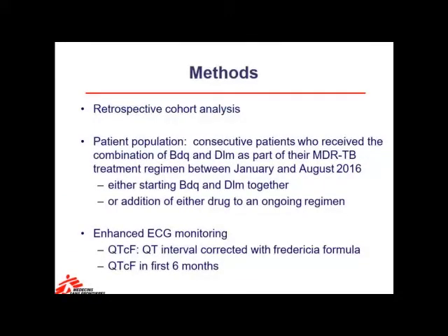This is a retrospective cohort analysis. The patients are consecutive patients who received the combination of delamanid and bedaquiline as part of an MDR-TB regimen between January and August 2016. It includes both patients who started delamanid and bedaquiline at the same time and patients who had the addition of either drug to an ongoing regimen containing the other. These patients received classic MDR-TB monitoring, but they had enhanced ECG monitoring: 2 weekly during the first 3 months of treatment and then monthly after that. We corrected the QTc interval with the Fridericia formula, as it's supposed to be the best to pick up the QT problems, and we are going to present the QTcF in the first 6 months of combination therapy.